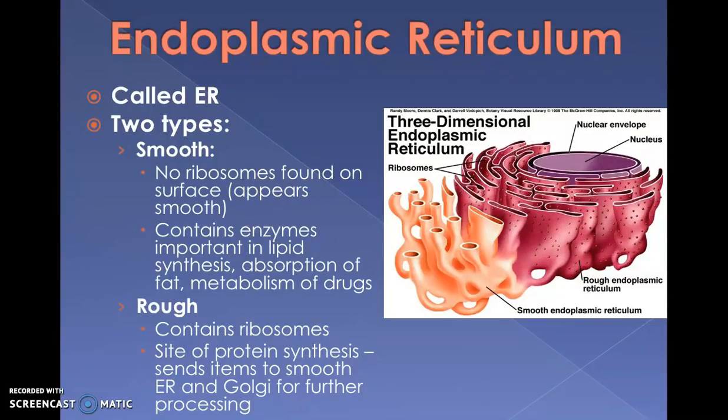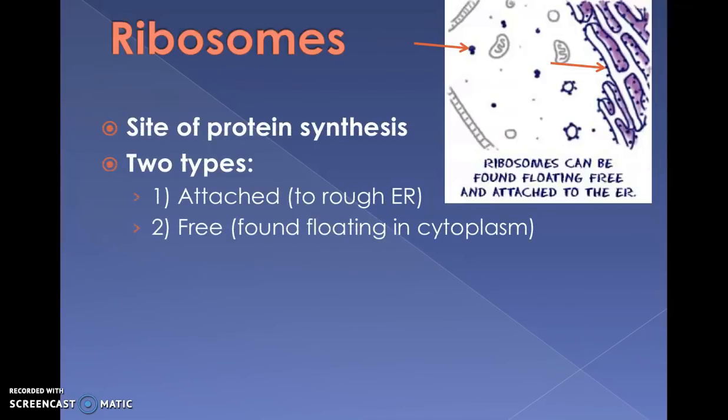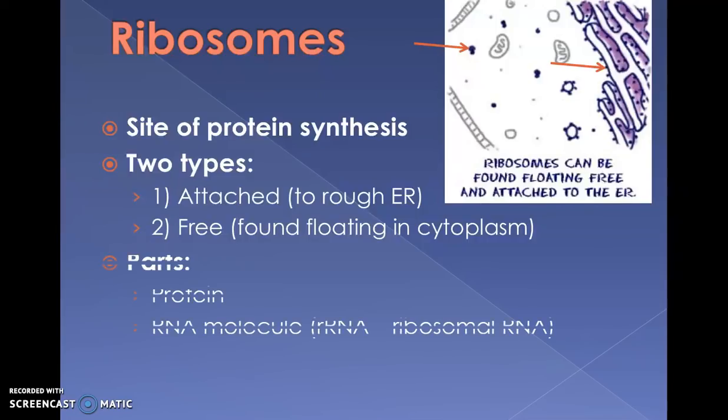The rough endoplasmic reticulum gets its name because it is studded and it has tons of ribosomes on it, and the ribosomes are the little guys that crank out the proteins during translation. So ribosomes, we find them on the endoplasmic reticulum, and they also just kind of float around within the cell cytoplasm. So we have the attached ones on the rough ER, we have the free ones floating around in the cytoplasm, and they contain a couple of different parts that we're going to look at here in class.